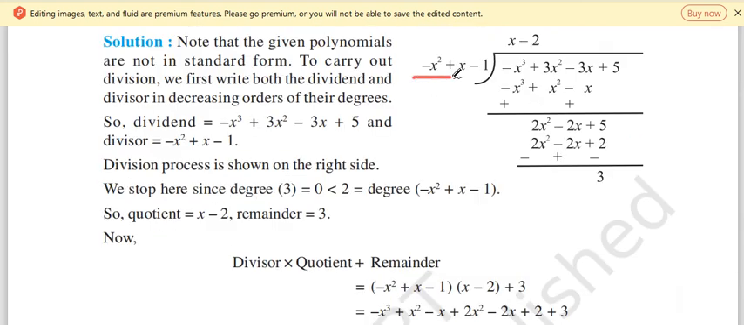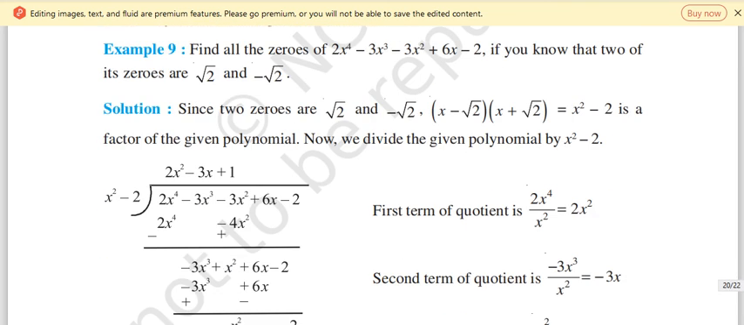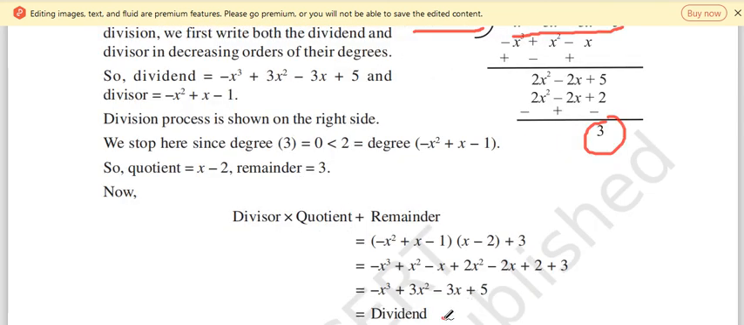Here it is rearranged in descending order. Here also it is rearranged, then we divide, and we get remainder as 3. 3 means degree of 0. Here the divisor has degree 2 and the remainder has degree 0. So the degree of the remainder is less than the degree of the divisor. And by the division algorithm, dividend equals divisor into quotient plus remainder, we put in the values of divisor, quotient and remainder, calculate this and get the dividend.